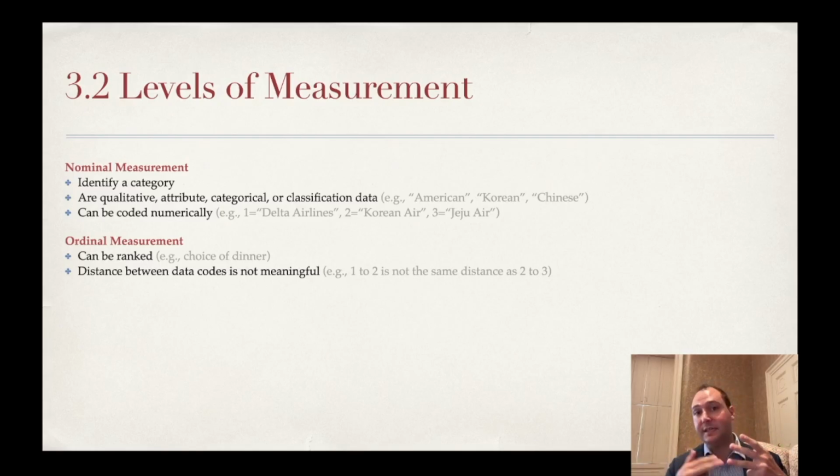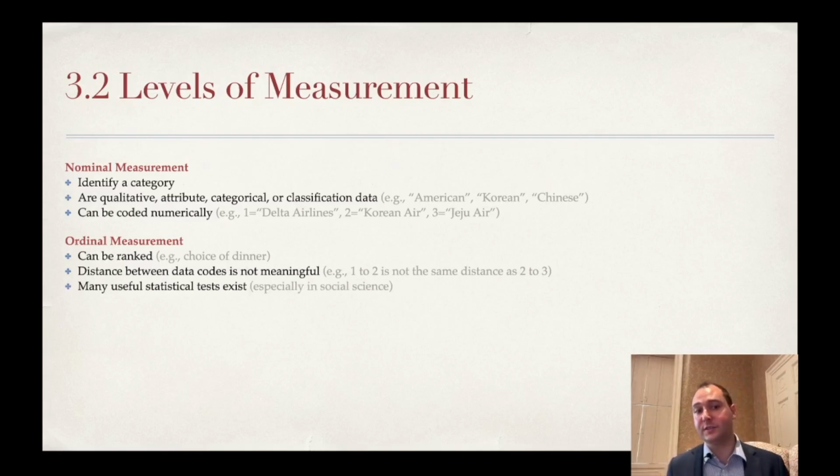Is it the same distance from hamburger to pizza as pizza to chicken? We don't know. There's no distance measurement in ordinal data. There's a ranking, but we don't know if second place is very close, or if second place is a really big distance after the first place, right? So distance is not meaningful if we have an ordinal measure. What does ordinal mean? Ordinal means we have an order to it, a ranking.